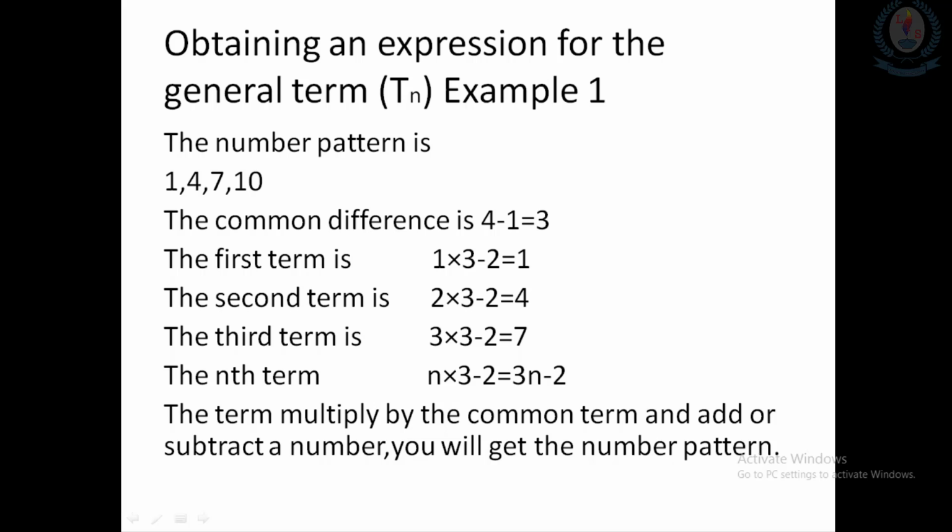Second term, take 2. 2 multiplied by the common difference, 2 into 3 is 6. From 6, we want to make 4. What should we do? 6 minus 2 is 4. Third term, take 3. 3 into 3, 9. We want to make 7. 9 minus 2 is 7. You can see a pattern. The nth term is n into 3 minus 2, 3n minus 2. Multiply the term number by the common difference and add or subtract a number, and you will get the number pattern.